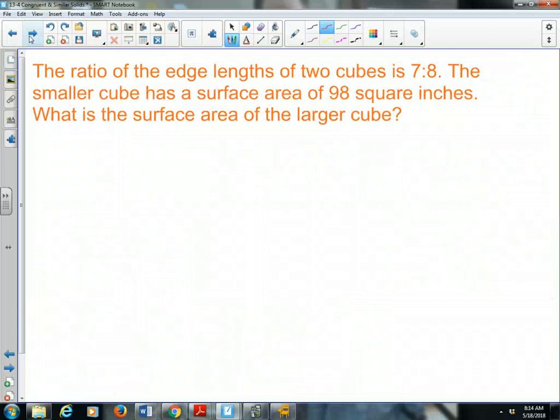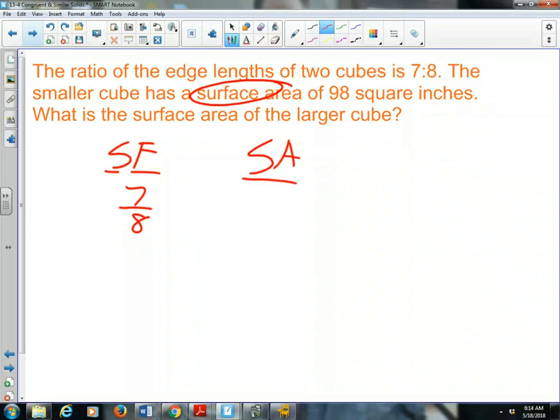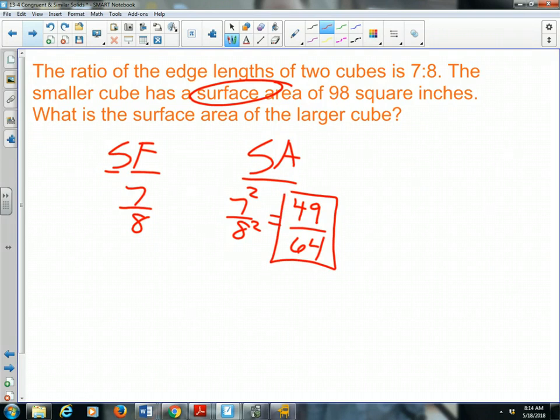Here's the first one. The ratio of the edge lengths of 2 cubes is 7/8. So we have the scale factor. The ratio of the corresponding sides or edges is 7/8. So the scale factor is 7/8. The surface area ratio would be 7/8 squared. So that ratio is 49/64, right? Now it tells us that the smaller cube has a surface area of 98. What is the surface area of the larger cube in square inches?